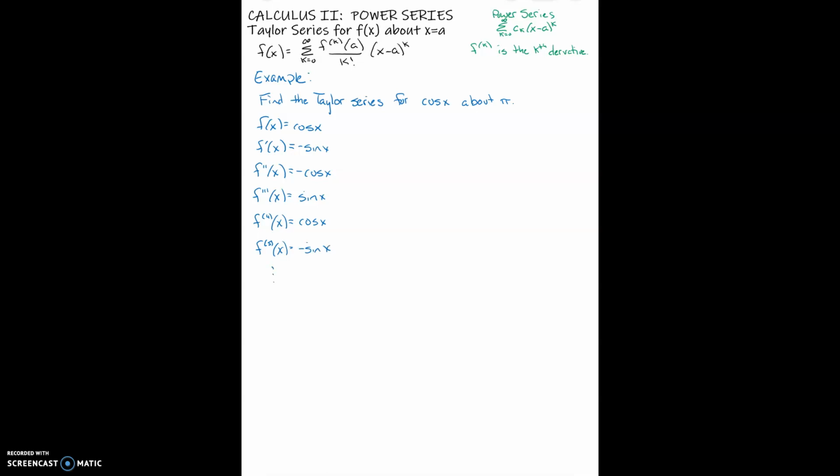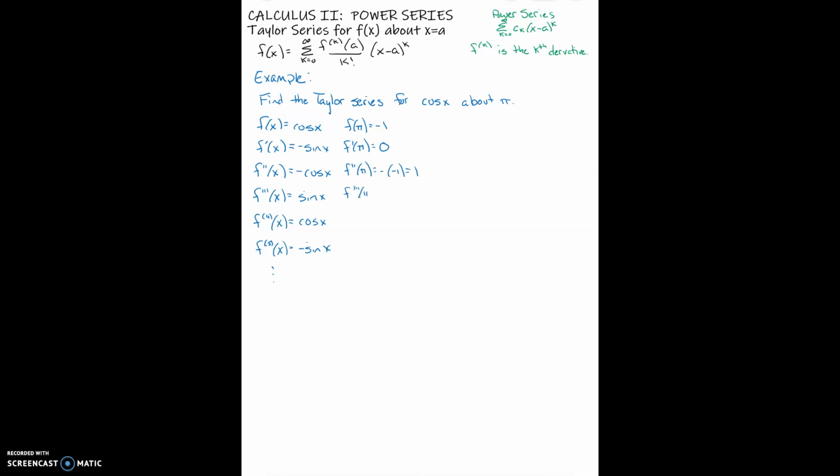All right, so now we need to evaluate this at our a value. This is going to be centered around pi, so let's evaluate all of these at pi. F at pi, cosine of pi, that's simply negative 1. The first derivative at pi, negative sine of pi, well, that's 0. Second derivative at pi, that's negative of a negative 1, which would be positive 1.